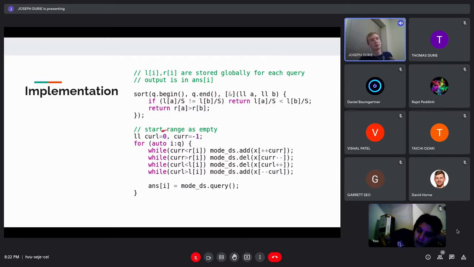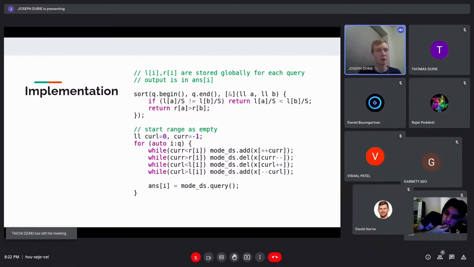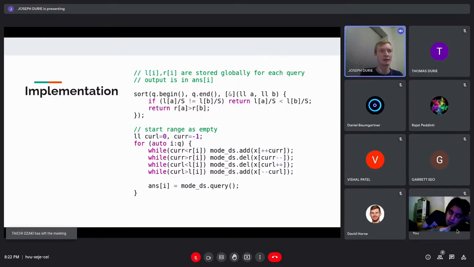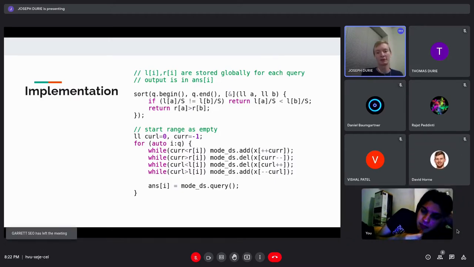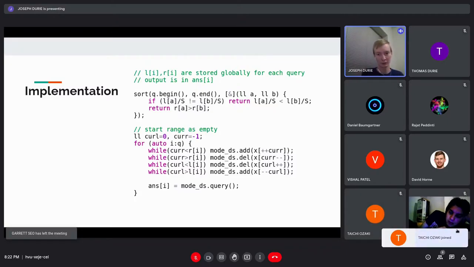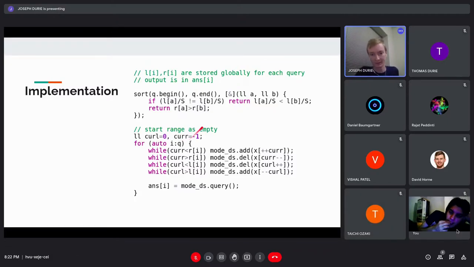And then we want to start our range as empty and then process the queries. So basically, we say that the current left is 0 and the current right is negative 1. And the reason for this is when we first add elements into our range, we want to add the first one. And if we had R is 0, that would sort of indicate that we've already added the first one. Because basically the way cur L and cur R works is we have inserted everything from cur L to cur R inclusive into our set currently. And so we want that to initially be empty. So the only way to do that is to make cur R less than cur L.